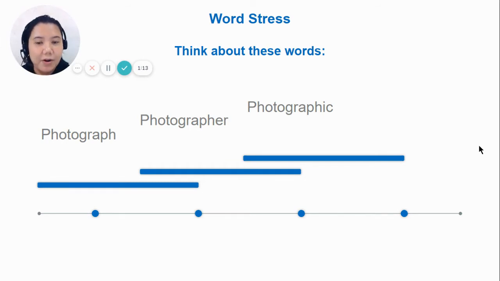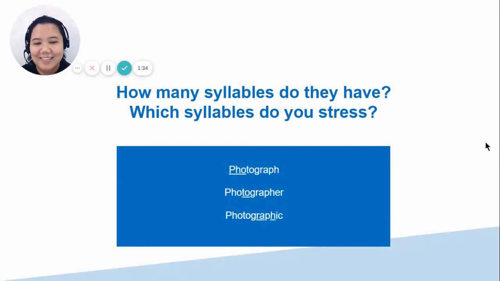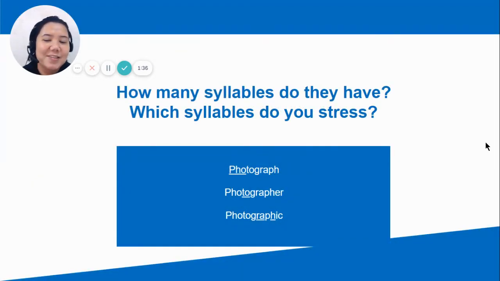I have here three different words. Think about these words and then let me know how you're going to pronounce them. How many syllables do they have? Which syllables do you need to stress? So what should we do for this one? Okay, I have underlined which syllables are stressed.